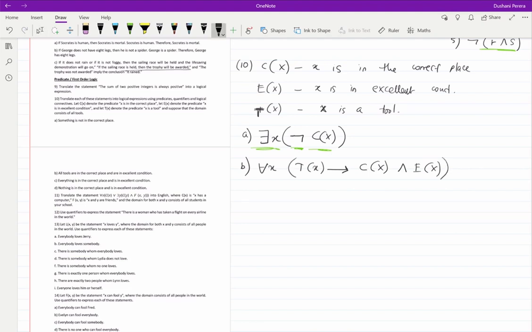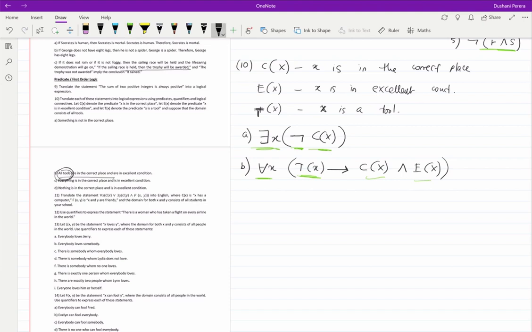I hope that's clear. This says all tools are in the correct place. So for all tools, it talks about all the tools. So for all x, we need to say that it's a tool. If it is a tool, then it is in the correct place and in excellent condition.